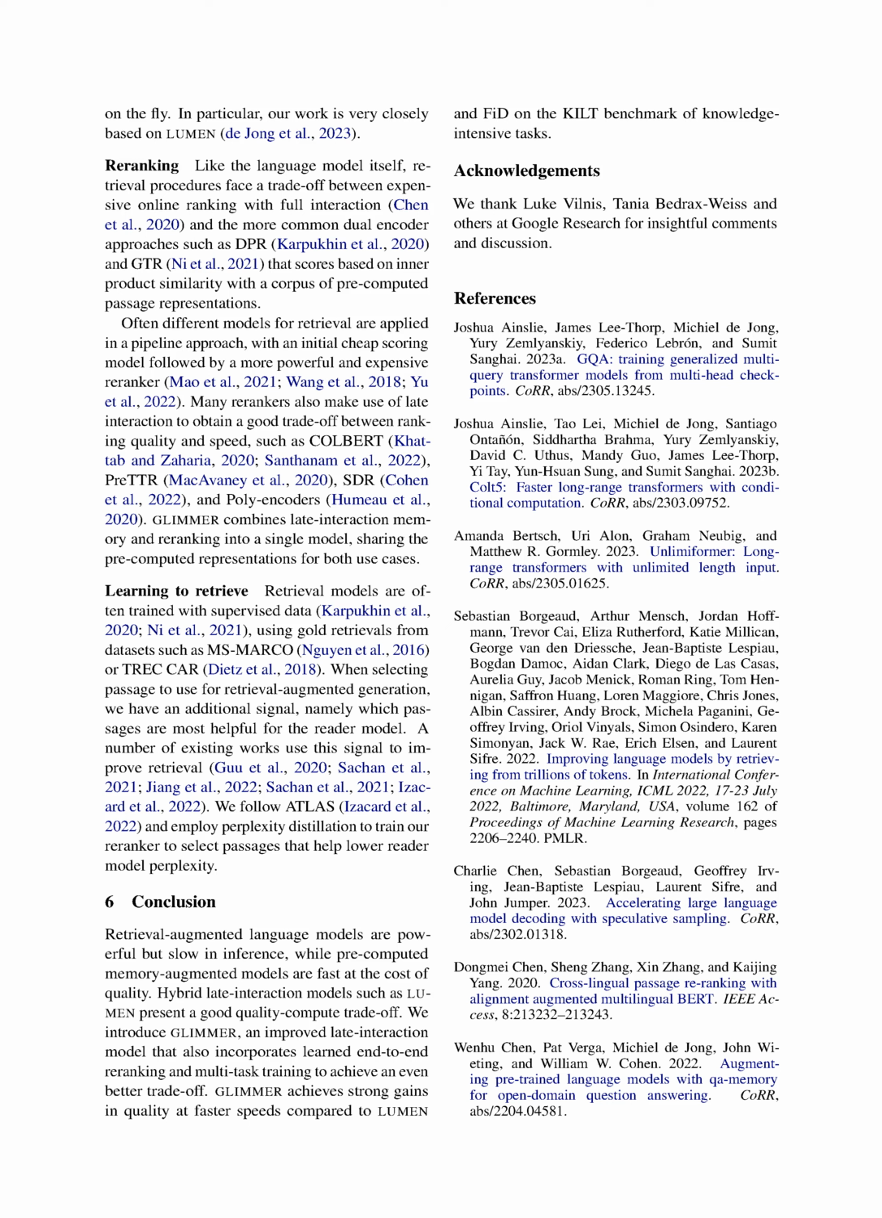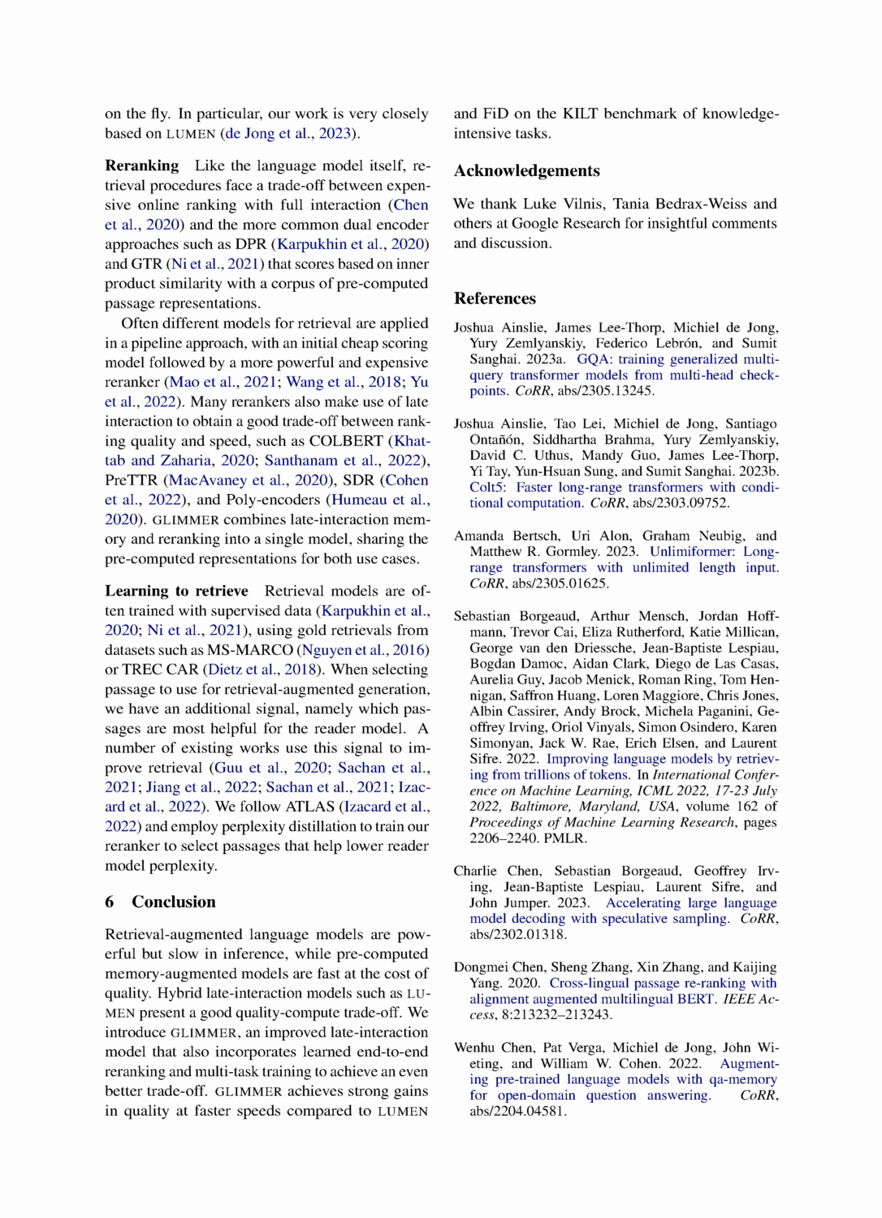Many rerankers, like Colbert, pre-TTR, SDR, and poly encoders, strike a fair balance between the quality of the ranking and its speed by incorporating a strategy known as late interaction. Glimmer integrates late interaction memory and reranking into a single model, reusing the precompiled representations for both applications.